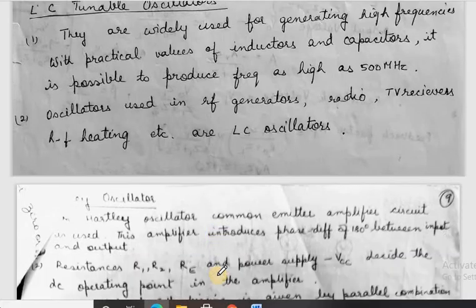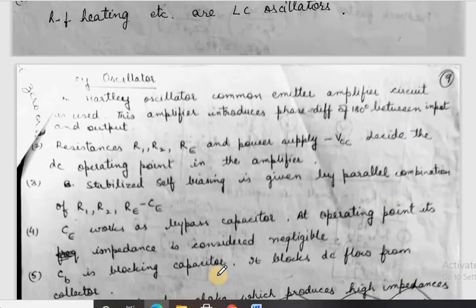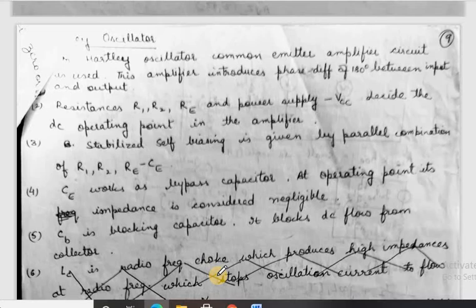Now we had already discussed its two types. One is the Hartley oscillator and the other is the Colpitts oscillator. So today we'll be discussing Hartley oscillator in detail. So what is Hartley oscillator? Hartley oscillator is basically an LC oscillator where oscillations are produced in the tank circuit. Here 2L, two inductance coils, and 1 capacitor make a tank circuit, where oscillations are produced and sustained.